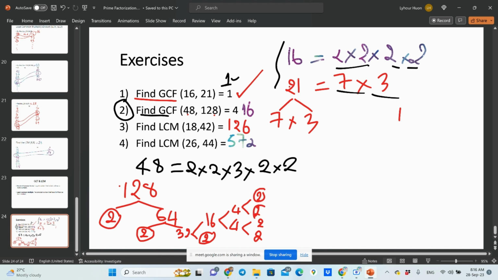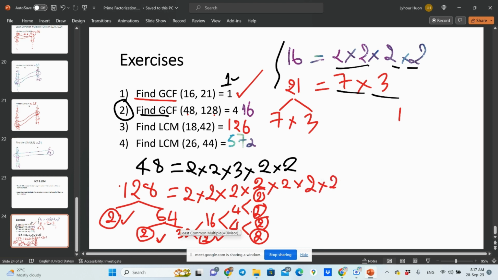This is a prime number, this is a prime number, all are prime numbers. Now, 128 is composed of 2 times 2 times 2 times 2 times 2 times 2 times 2, which is 1, 2, 3, 4, 5, 6, 7. So 2 to the power of 7, right? Yes, correct.